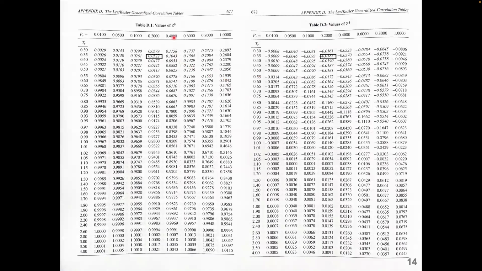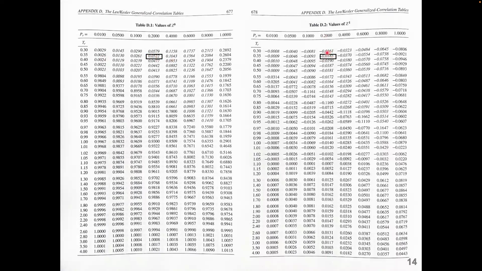And then same thing for Z0, like I promised, I give you some Z0. So here you can see, we have a table outlining all different PR values and then all different TR values. And then depending on your PR and TR, you can look up Z0 values.